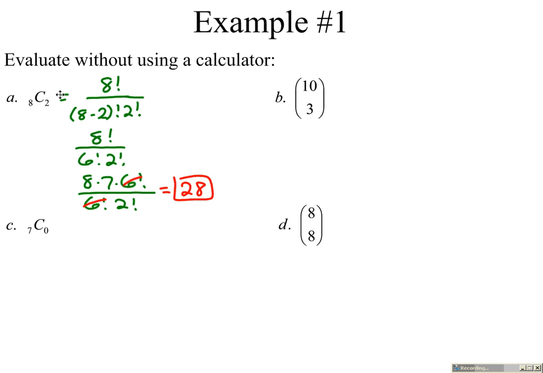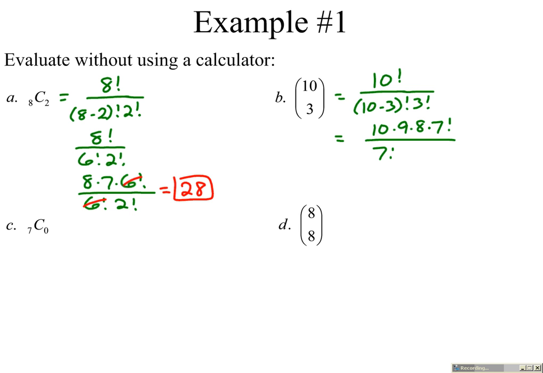10 choose 3. 10 factorial over 10 minus 3 factorial times 3 factorial. So when I go to rewrite that, 10 times 9 times 8 times 7 factorial over 7 factorial times 3 times 2 times 1, which is what 3 factorial is. 7 factorial cancels. 3 goes into 9 3 times. 2 goes into 8 4 times. 3 times 4 is 12 times 10 is 120.